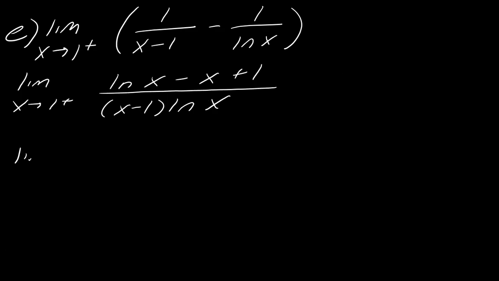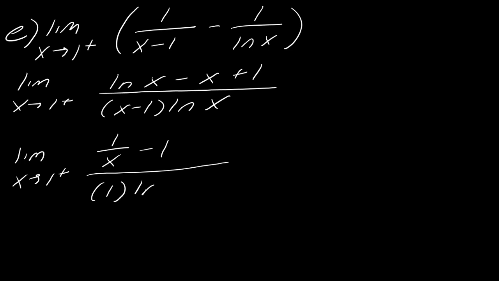And now let's take a derivative. So taking the derivative of the top, this is going to be 1 over x minus 1. And then taking the derivative of the bottom, I have to use the product rule here. So taking the derivative of x minus 1 is just going to be 1 times the natural log of x, plus, now I leave x minus 1 alone, and multiply that by the derivative of the natural log of x, which is 1 over x.